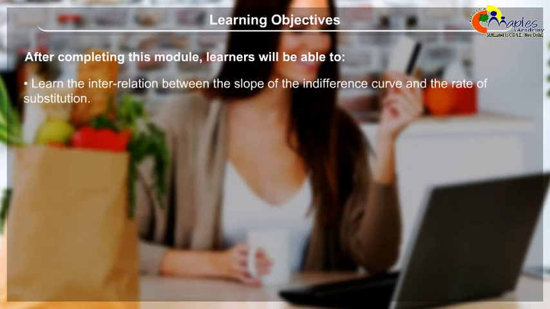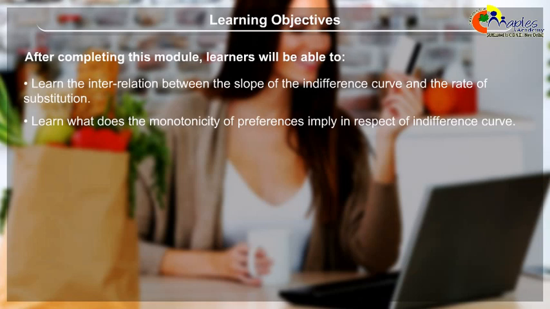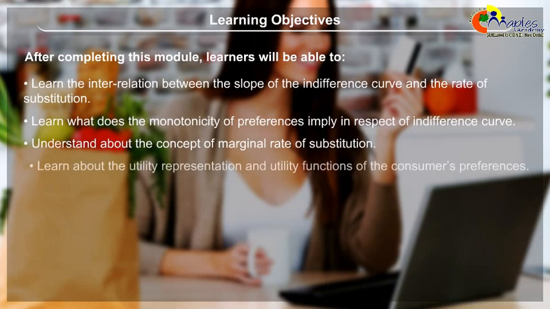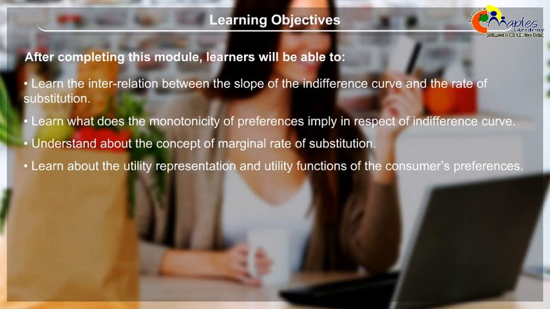Learn the interrelation between the slope of the indifference curve and the rate of substitution. Learn what the monotonicity of preferences implies with respect to the indifference curve. Understand the concept of the marginal rate of substitution. Learn about the utility representation and utility functions of the consumer's preferences.